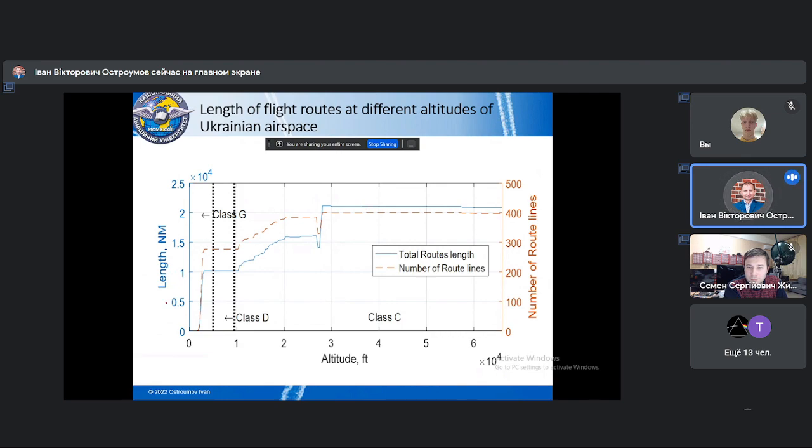First of all, we count the total length of flight roads in this network. And here you can see the length of flight roads in nautical miles based on altitude, because each flight road has a different application at different altitudes. That's why we analyze the whole airspace and make different levels, different layers for our networks.